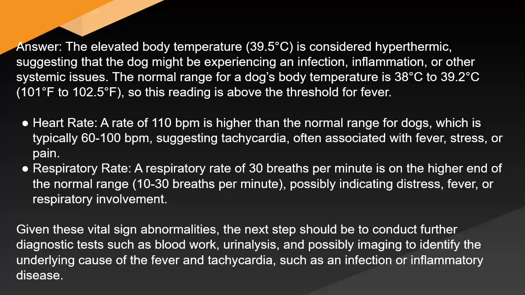Heart rate: a rate of 110 bpm is higher than the normal range for dogs, which is typically 60 to 100 bpm, suggesting tachycardia often associated with fever, stress, or pain. Respiratory rate: a respiratory rate of 30 breaths per minute is on the higher end of the normal range, 10 to 30 breaths per minute, possibly indicating distress, fever, or respiratory involvement.